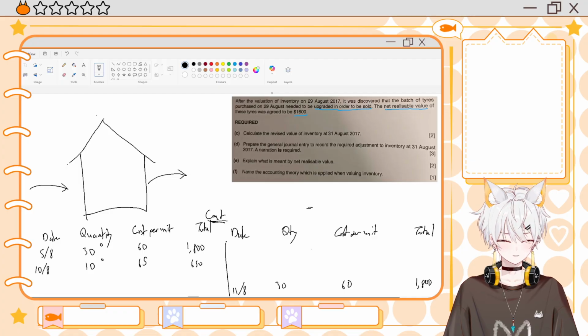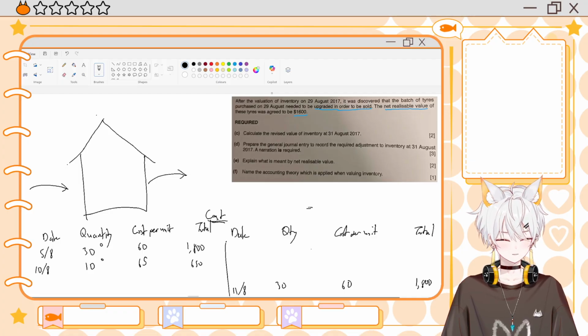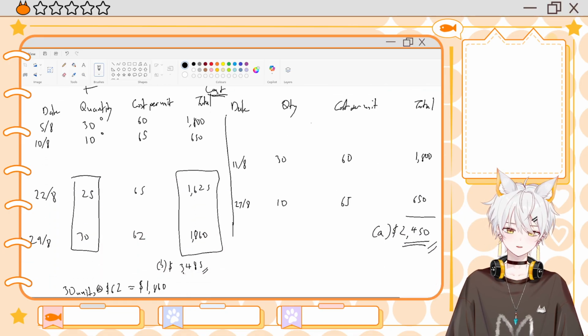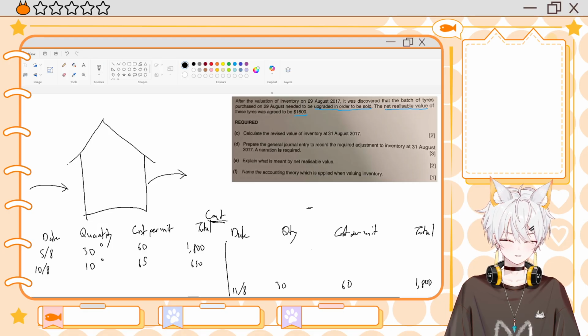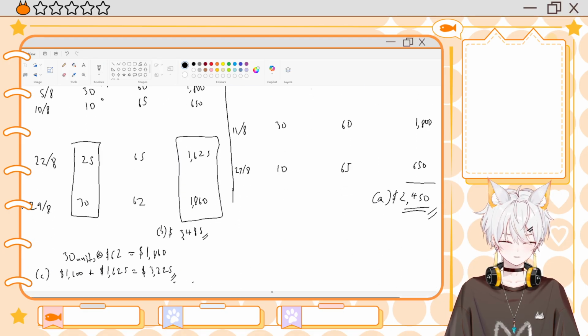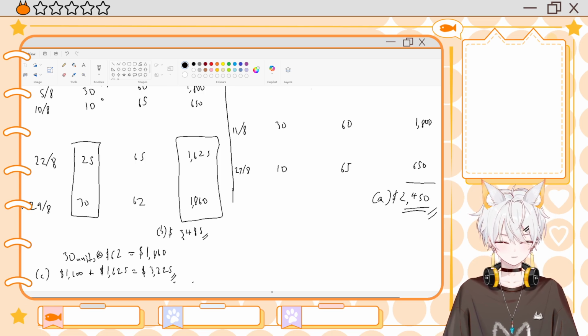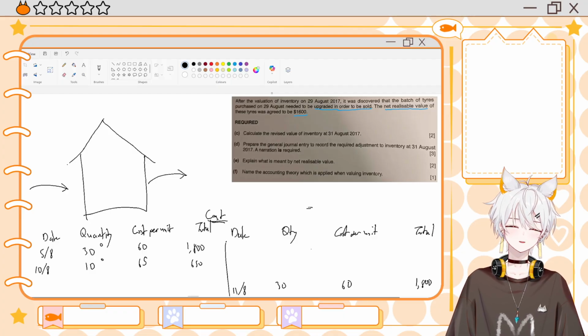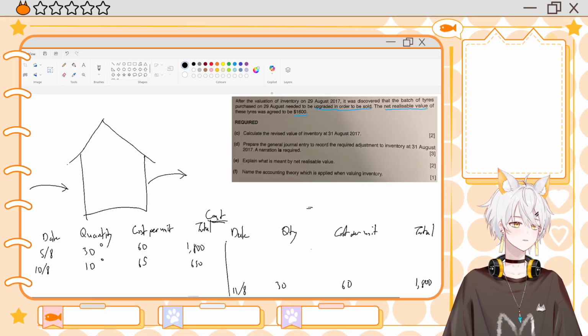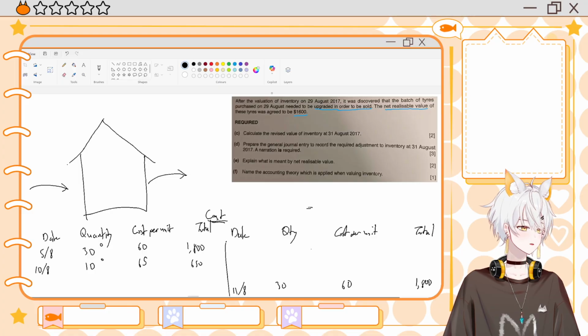prepare journal entry to record required adjustment to inventory at 31st. Okay, so this means we have to do debit credit. I want to ask, what do they mean by a narration is required? A narration basically is like a brief explanation of what happened. Because sometimes it's difficult for you to tell what happened just from the double entry itself.